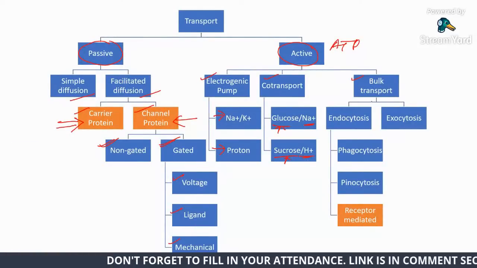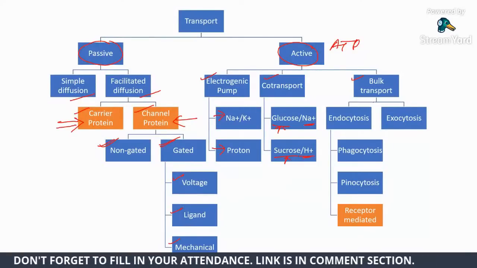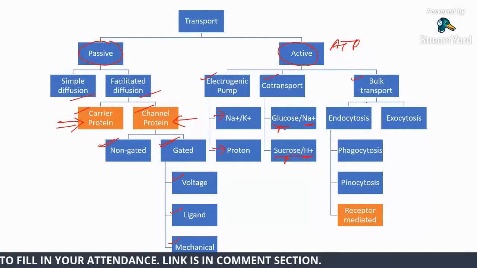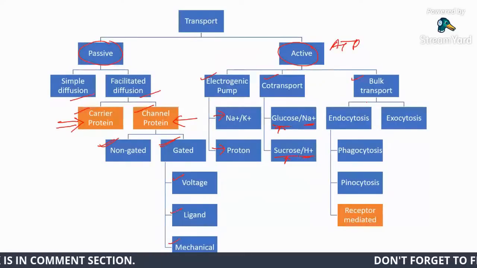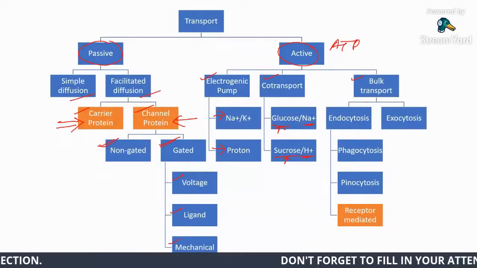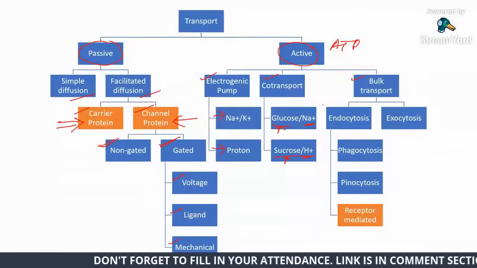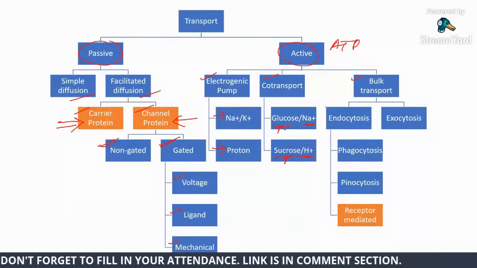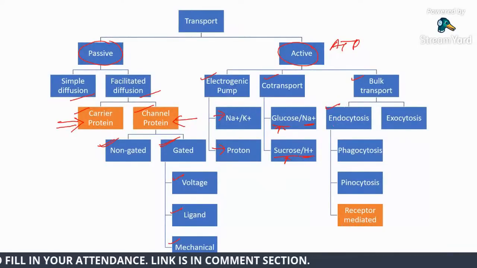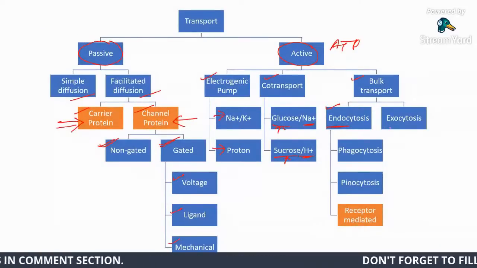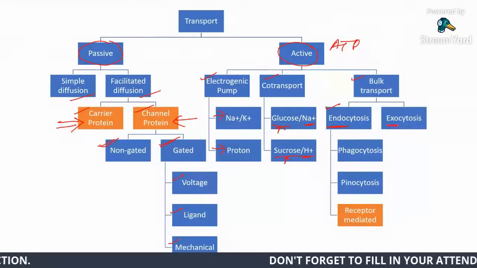Next one, lastly, you learn about bulk transport, where we transport a certain substance into the cell or out of the cells in bulk, in large amounts, not just one molecule but many. Endocytosis is when you transport into the cell, because endo means inside, so you transport the substance into the cells. And exocytosis is when you transport substance out of the cell.